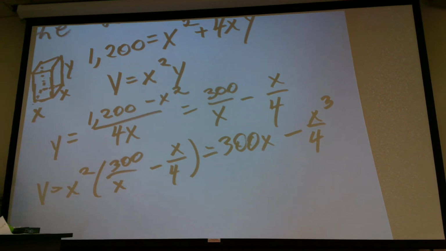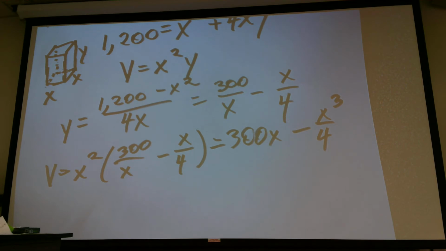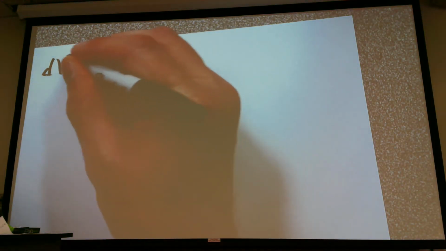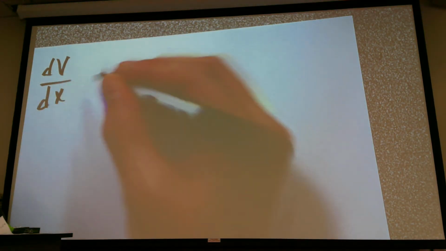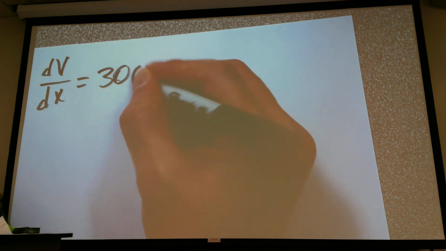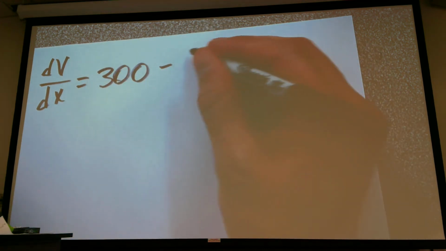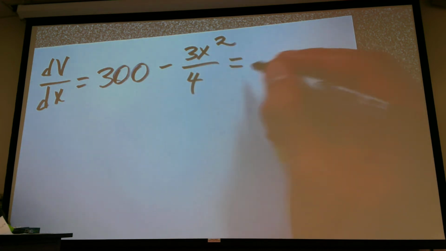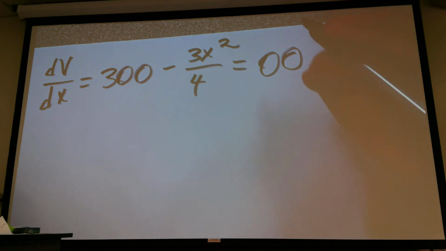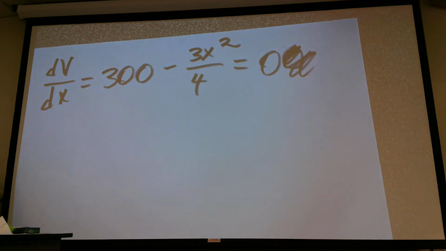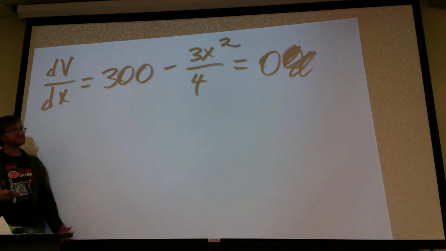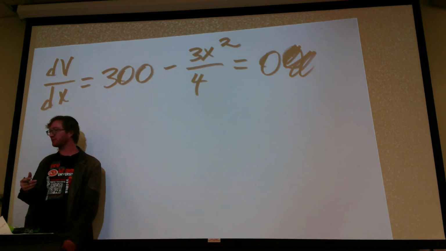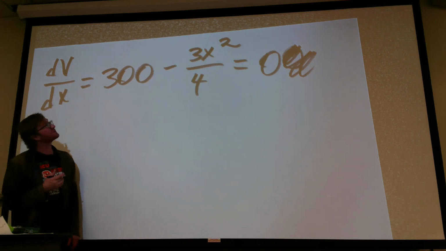Now we can take the derivative of this. The derivative of the volume with respect to x is going to equal 300 minus 3x squared divided by 4, which equals 0. Sorry, that 0 is me thinking about the next thing on the right. So we're taking the derivative of the volume with respect to x and setting it equal to 0. Great.